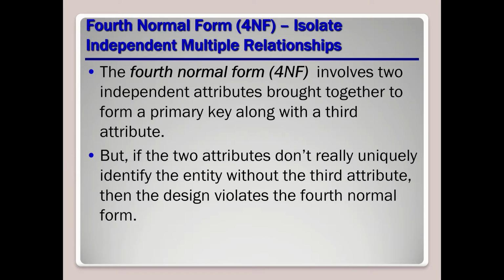Fourth normal form, 4NF, isolate independent multiple relationships. The fourth normal form, 4NF, involves 2 independent attributes brought together to form a primary key along with a third attribute. But if the 2 attributes don't really uniquely identify the entity without the third attribute, then the design violates the fourth normal form.